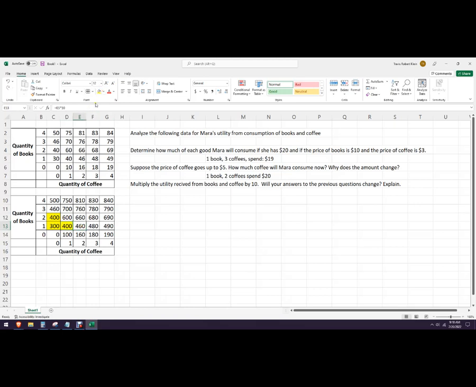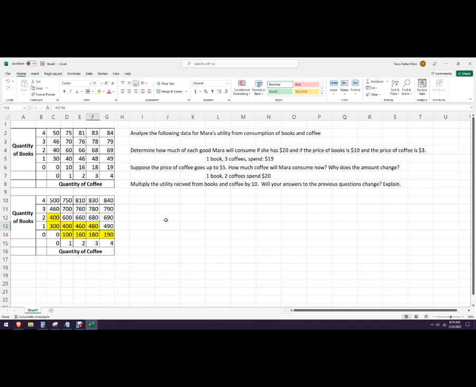She can afford this. She can afford this. And she could afford just 4 coffees. So that would work. And she can afford all of these underneath. So her answer here is still 1 book and 3 coffees. So no, it doesn't change because we're still just really looking at total utility and how that changes as she makes an additional purchase or not.